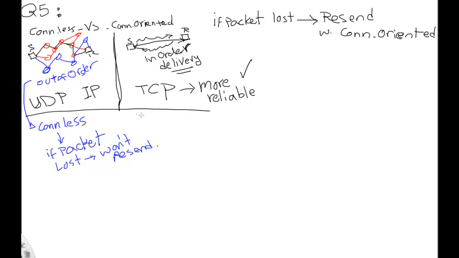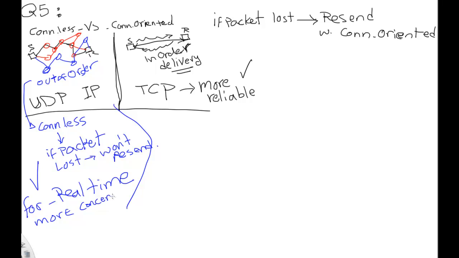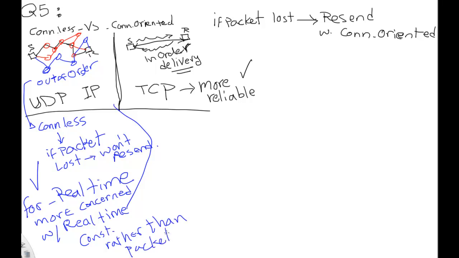Which type is usually used for real-time applications? For real-time, we use the connectionless mechanism. The reason is that we are more concerned with the real-time constraint rather than packet loss.